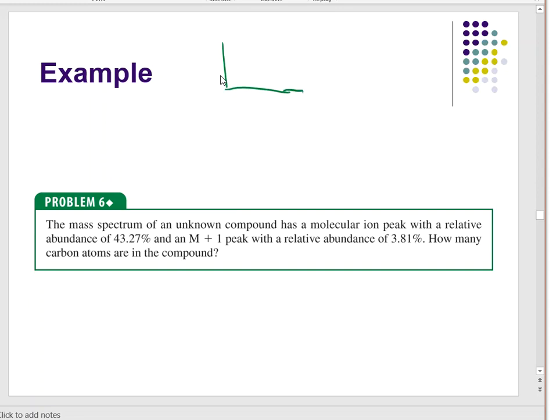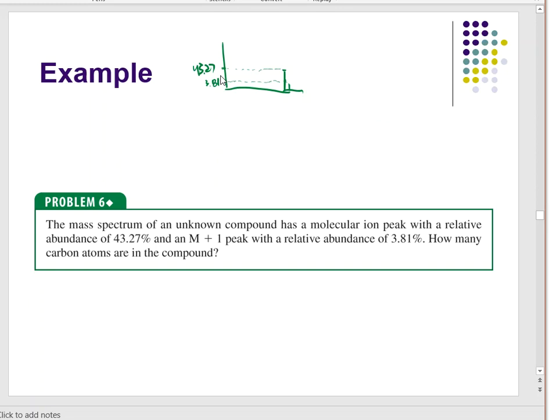So here's the graph. I get a random M peak that's going to be right here, and the height of it, if we go over to the y-axis, is going to be 43.27. And then we're going to have a little peak right beside that one. And if I go over to the y-axis, the abundance of that one is going to be 3.81. That's where those numbers are coming from. It has nothing to do with the molecule. It has nothing to do with the fragment. It has nothing to do with the weights. We're only looking at the height.